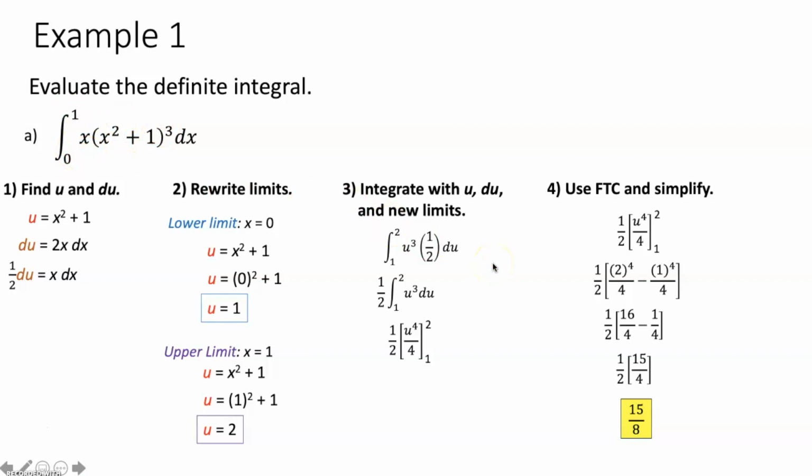Now, really quickly, the biggest mistake made in these types of questions is taking whatever we set u equal to, x squared plus 1, and plugging it back in here for u, and then evaluating it. No!